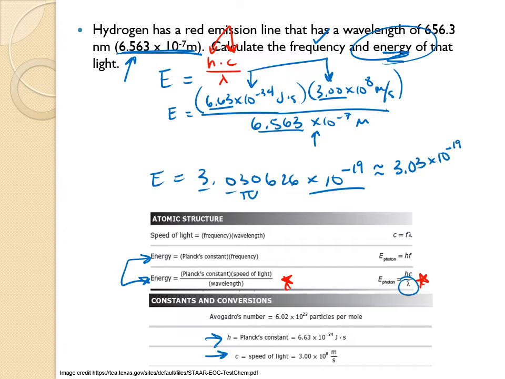Let's look at our unit labels. Seconds and seconds cancel out. Meters and meters cancel out. We're left with joules, which is good because joules is our unit of energy. We did it.